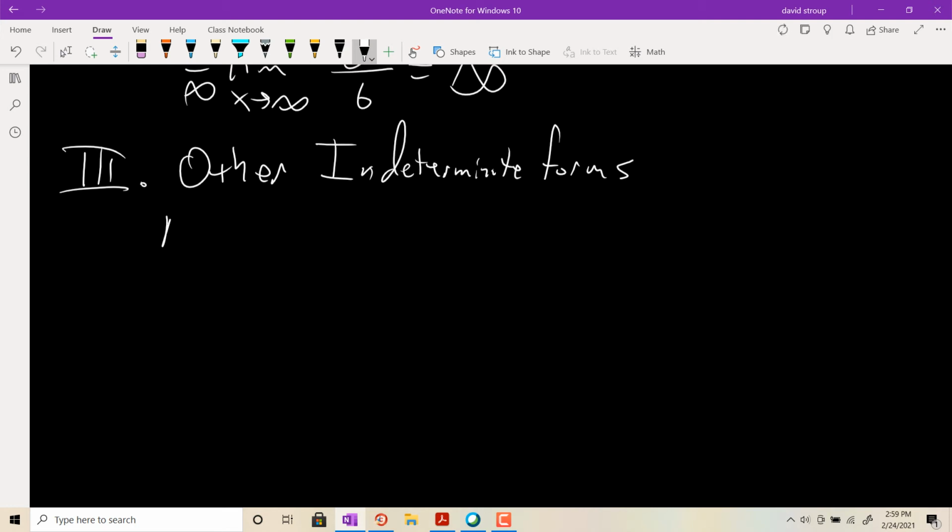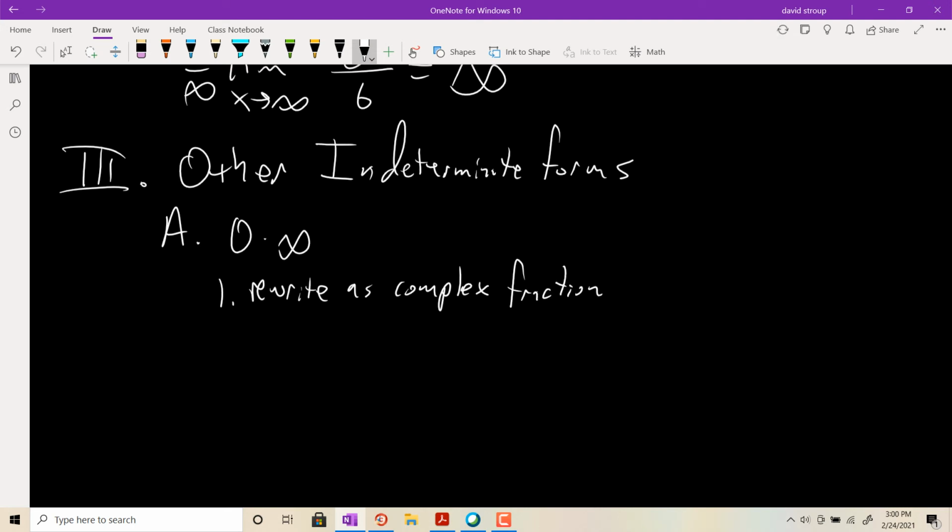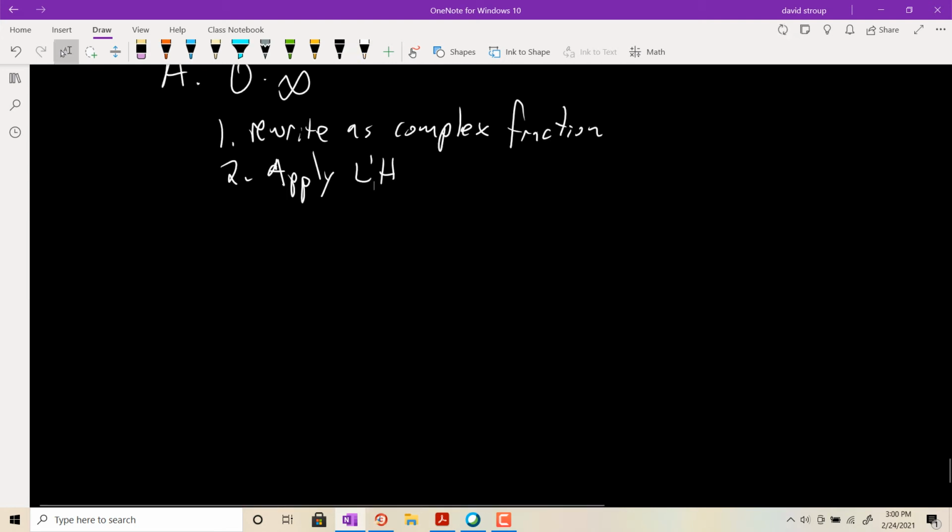Okay, so the first form is 0 times infinity. So the way you handle these is to first rewrite it as a fraction. In particular, usually a complex fraction, like 1 over x or something like that. And then secondly, you'll apply L'Hopital's. Okay, so let's take a look.